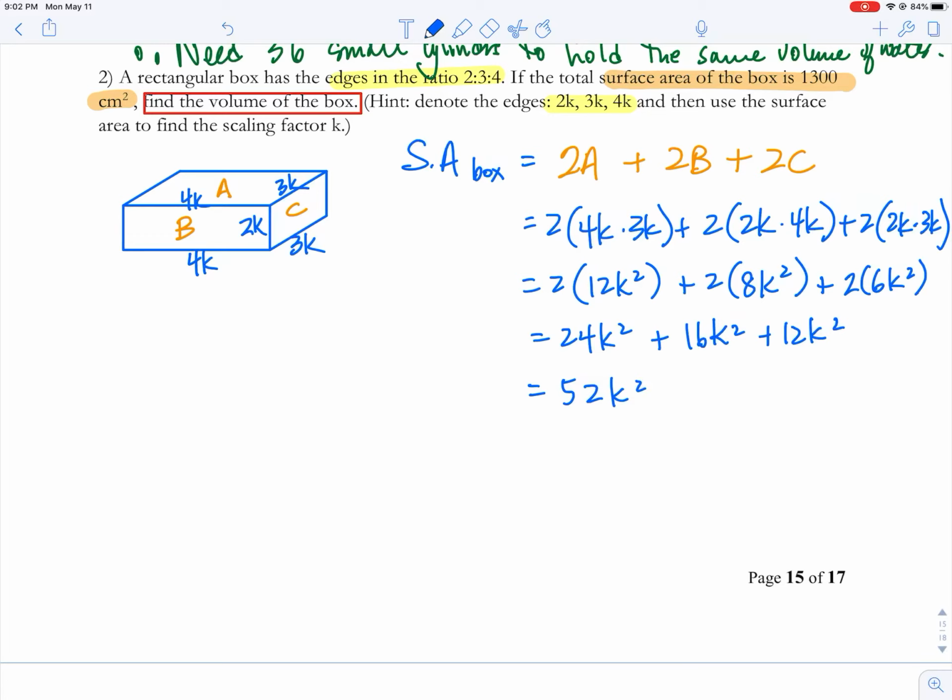And if we look back at the question, it told us that the surface area was equal to 1,300 square centimeters. So that's that surface area.